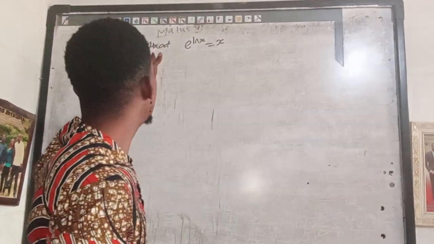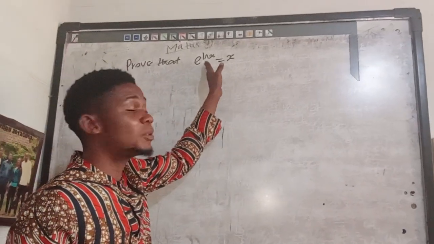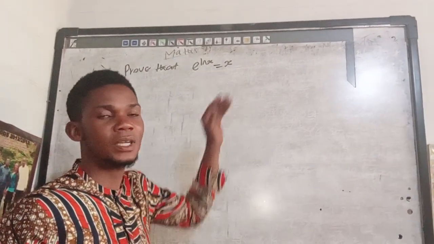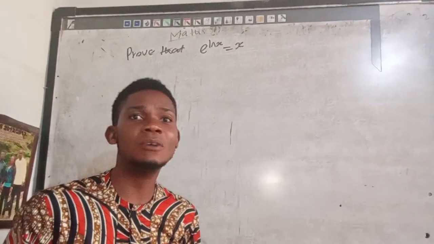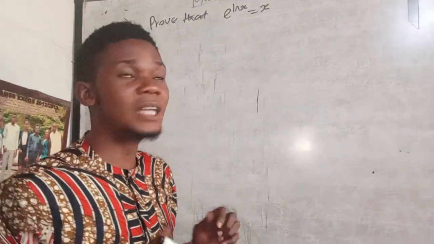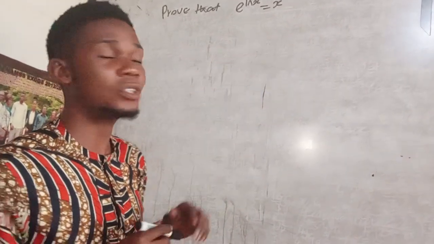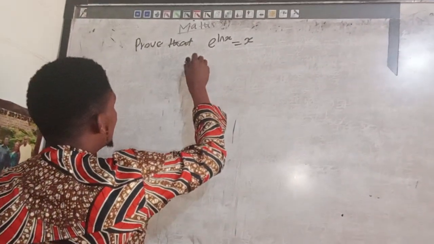In this problem, they say prove that e raised to ln x is equal to x. To prove that, it means we should justify that this statement is true. Look at what we do. Before anything, we first of all write: solution.